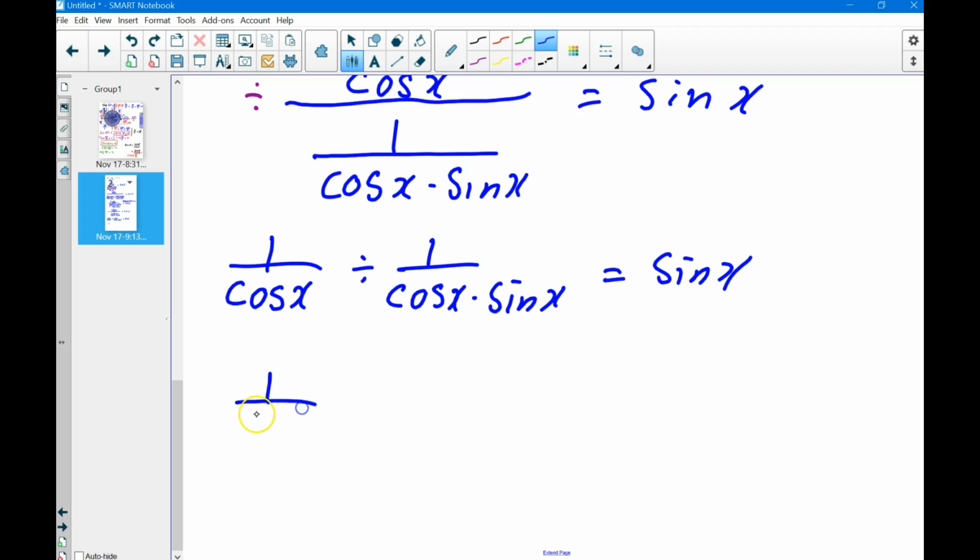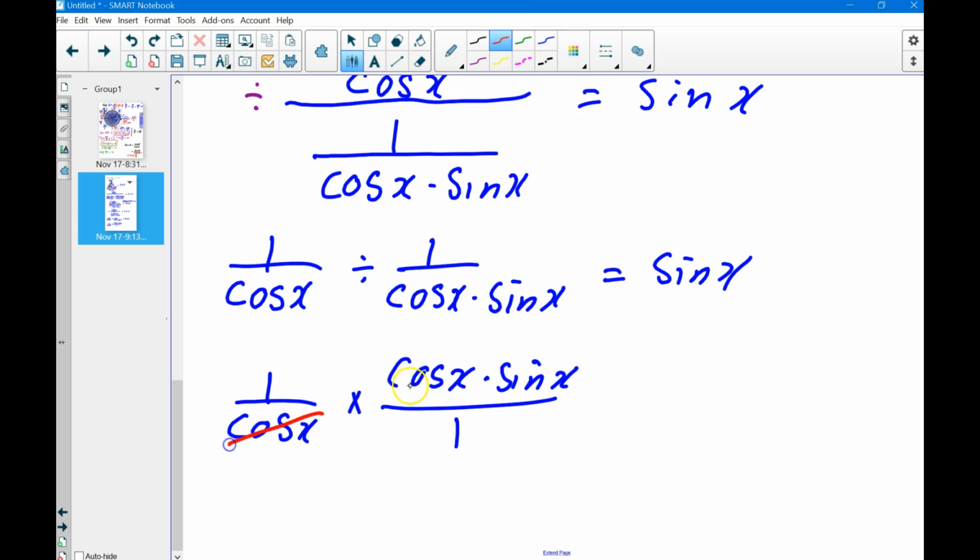So I have 1 over cosine x multiplied by cosine x times sine x over 1. Now the beauty part happens. Cosine here cancels with cosine here. 1 and 1 is gone. And you'll see that in fact sine x, which is all I have left remaining, will be equal to my sine x on the other side. And that's it. All you've got to do is show both sides are equal. You can work on one side or the other side, or on both sides at the same time. Doesn't make a difference, there are no real rules.